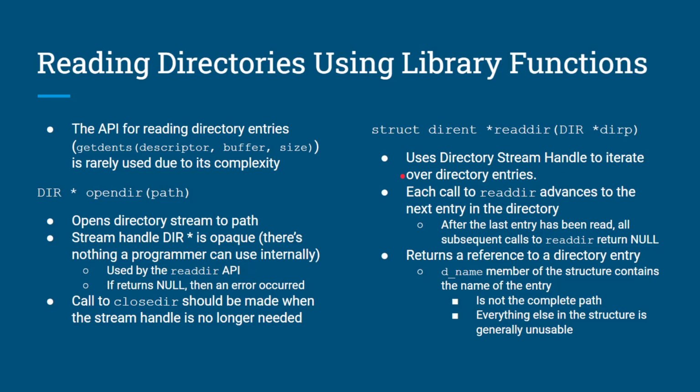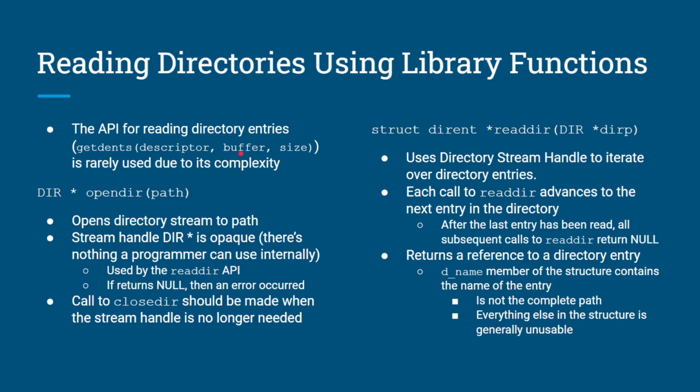Now, if I can create directories and I can delete directories, how do I actually access directories from my program? Well, there is a system API called getdents, G-E-T-D-E-N-T-S, get directory entries, where we specify a descriptor that we received doing an open. We have a buffer and a size where we can fill that buffer with directory entries. But frankly, this is fairly complicated and it can be rather error prone.